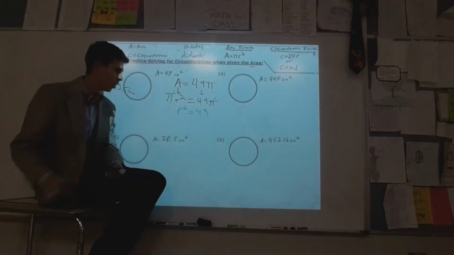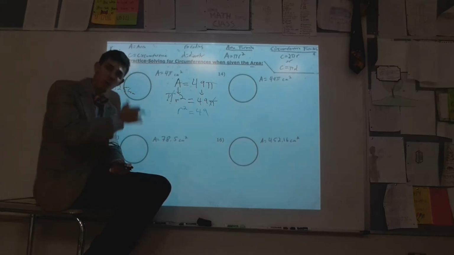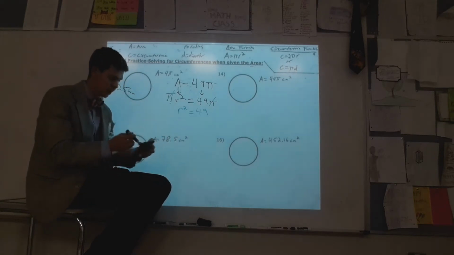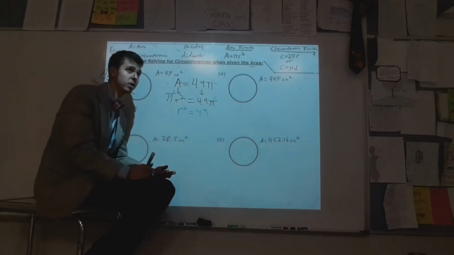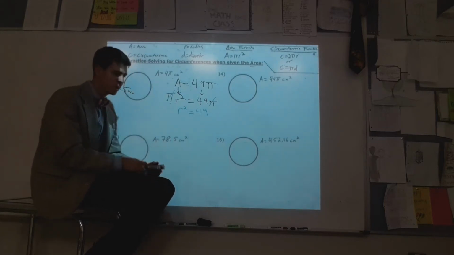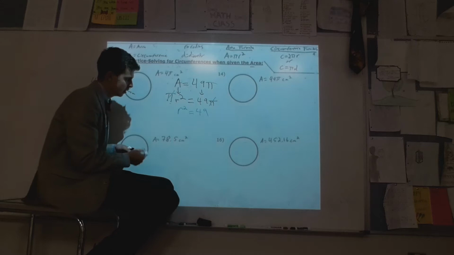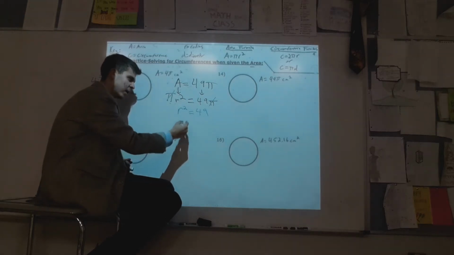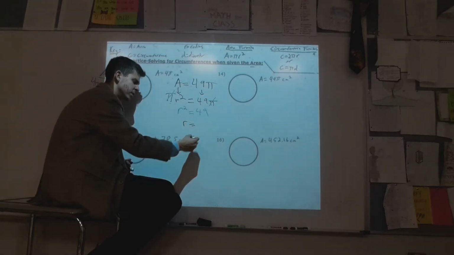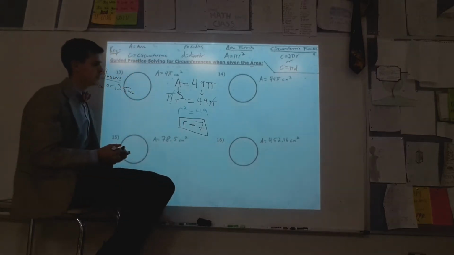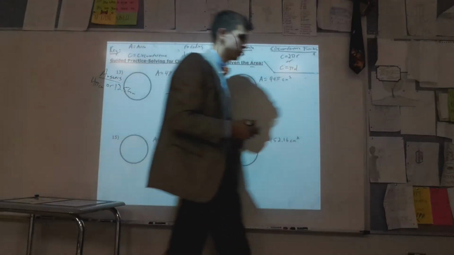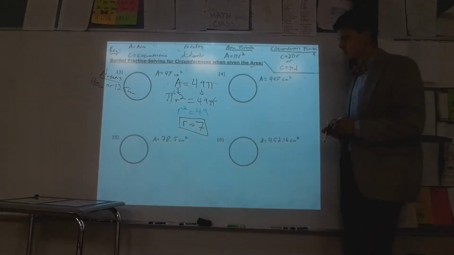So what number, when multiplied by itself or squared, is 49? Well, 8 squared is 64, 6 squared is 36. Oh, right in the middle, it's going to be 7. So 7 squared is equal to 49, so then I know that r is equal to 7. The radius is 7. Now once we have the radius, we can solve for the circumference here.